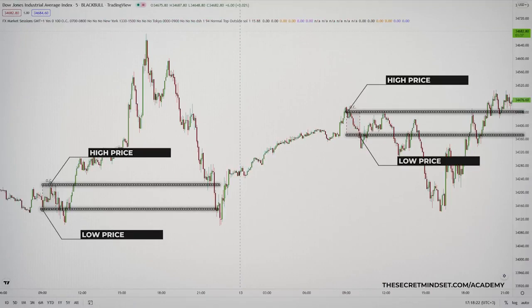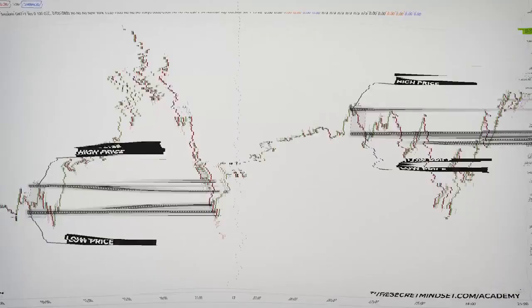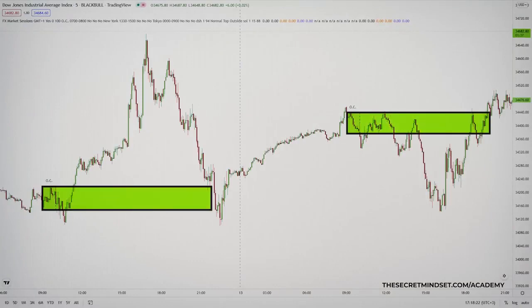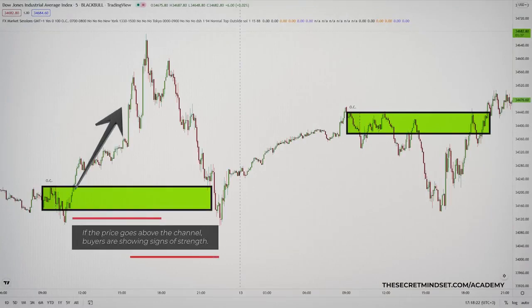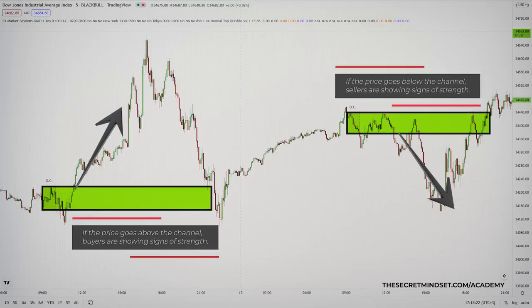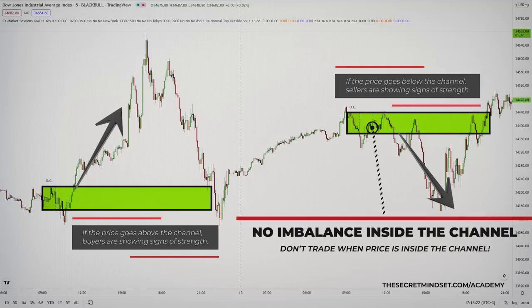The high and low price of the channel are the first support and the first resistance for the trading day. The trade plan is to find imbalances in the market at the start of the European session. If the price goes above the channel, buyers are showing signs of strength. If the price goes below, sellers are trying to gain control of price. When price is inside the channel, there is no imbalance between buyers and sellers. You cannot know which direction to expect, so you don't want to trade when price is inside the channel.